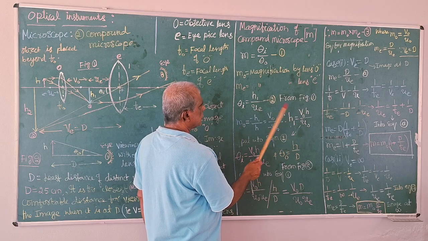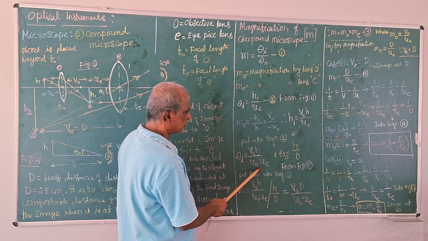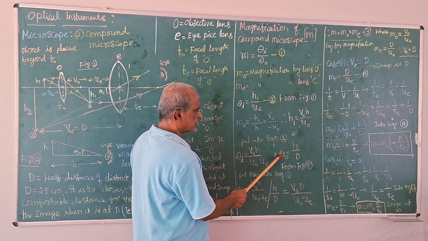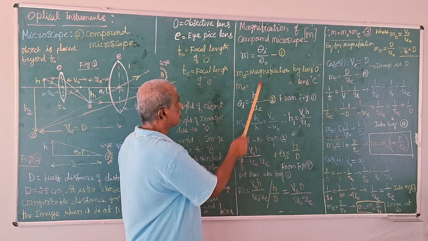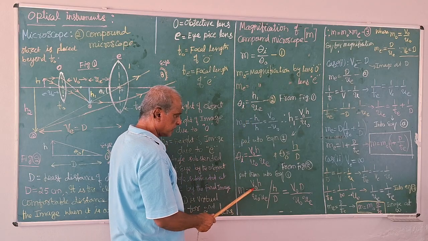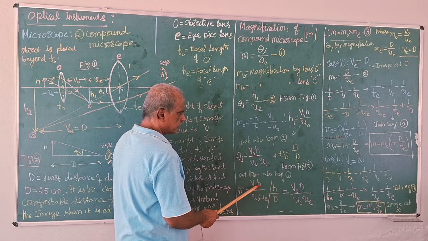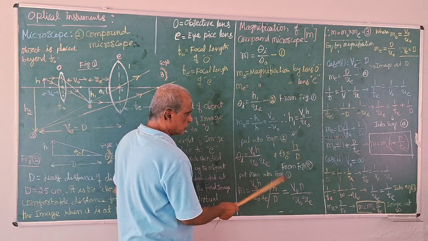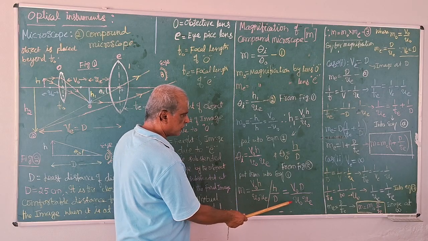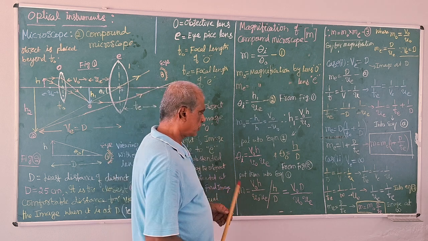And put this expression into this equation 2. We get it like this. Divide by this, this is this. This is the equation for θi, this is the equation for θ0. Put them into equation 1 to get the expression for magnification. Numerator, denominator. h cancels, D goes to the numerator, V0 D divided by U0 D. This is the final equation, an expression for magnification by the compound microscope.